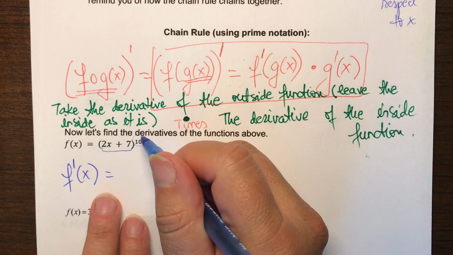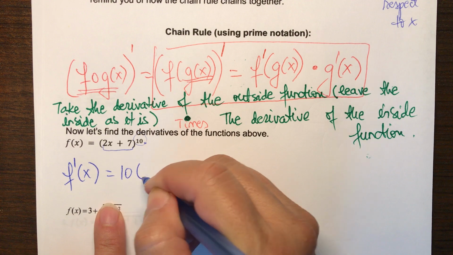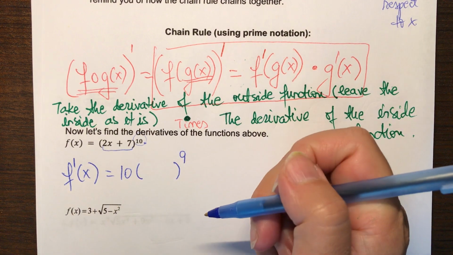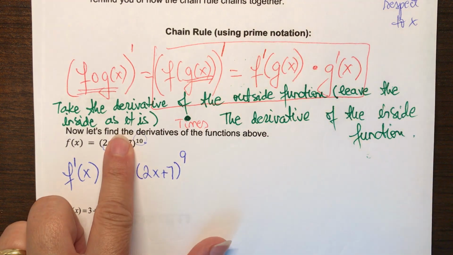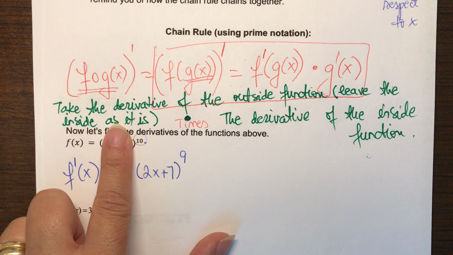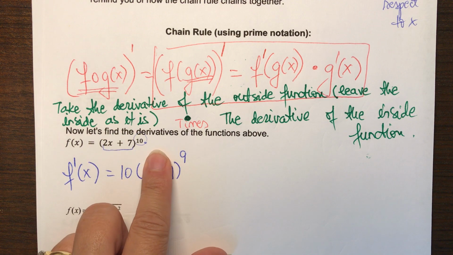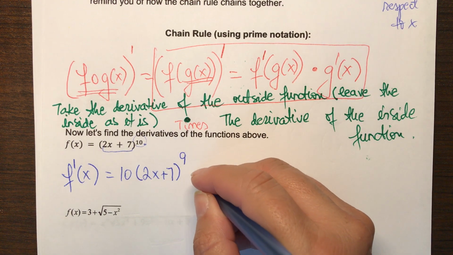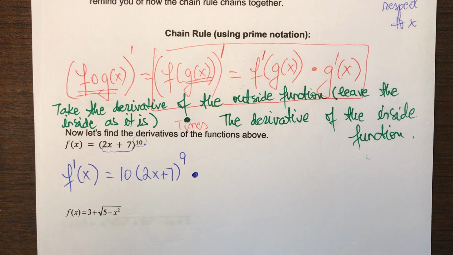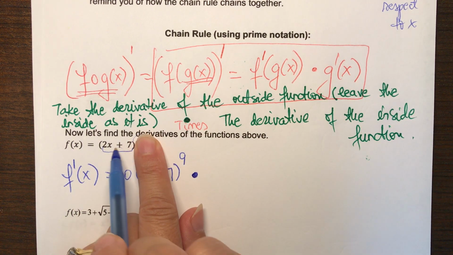So what's the derivative of something to the power of 10? It's 10 times that something to the power of 9. So what I'm saying is leave the inside alone. All you did is take care of that outside exponent. So the derivative of anything to the power of 10 is 10 times that something to the power of 9. Leave the inside alone. Times, that's a common mistake, students will put a plus there, it's a times. Now that you did take care of the 10, move on and take care of the inside function.